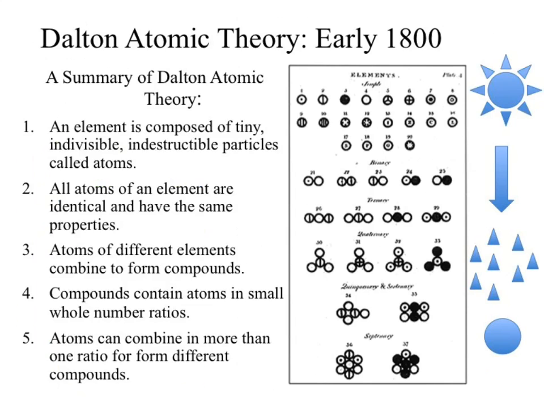We can then go through and look at some of his other rules. Atoms of different elements combine to form different compounds. Okay, that's true. We can take sodium and combine it with other species and generate new species that have different properties. So depending on what we mix it with, we'll get different things. So these compounds are now mixtures of atoms.